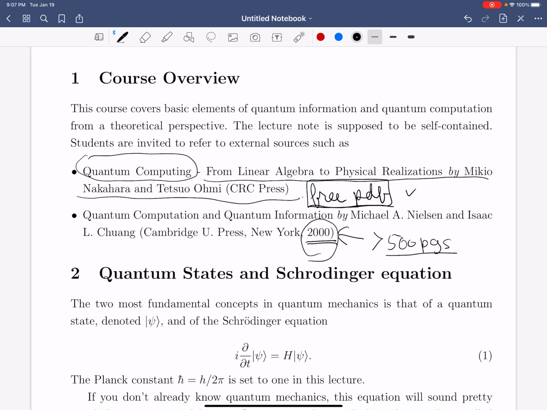So what I'm hoping to do is to provide my own version of the story, which is somewhat simpler than both of these textbooks. Maybe the hope is that if you finish listening to my course and you still want to learn more about quantum information and quantum computers, then you can move on to one of these books for further study.